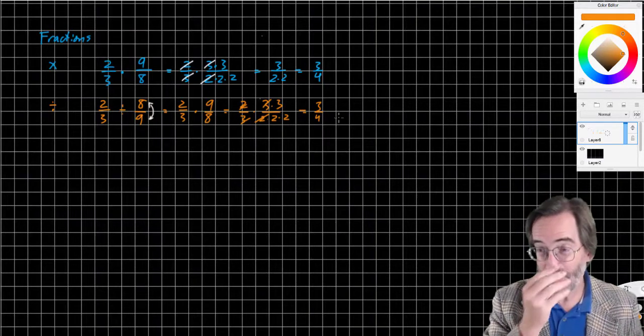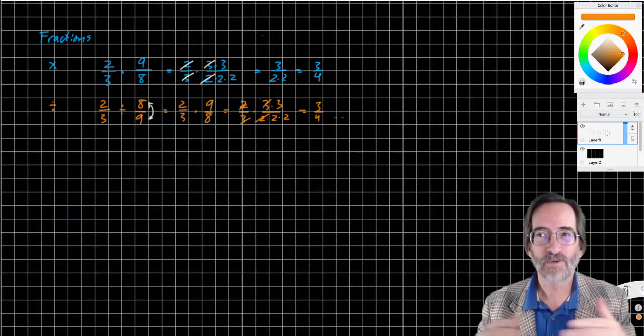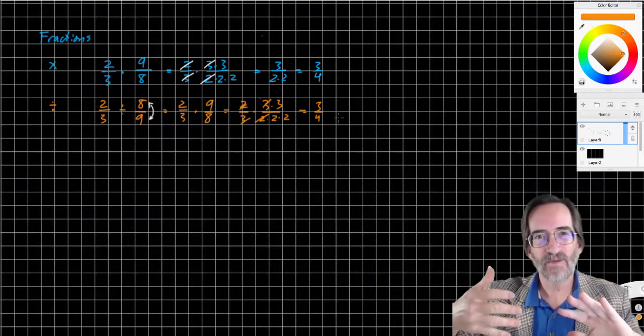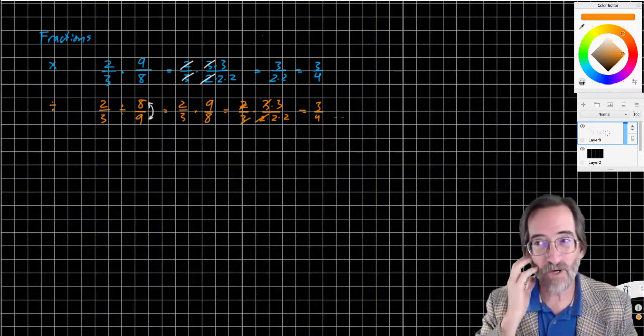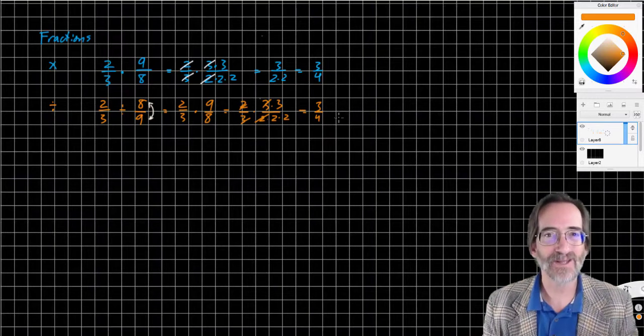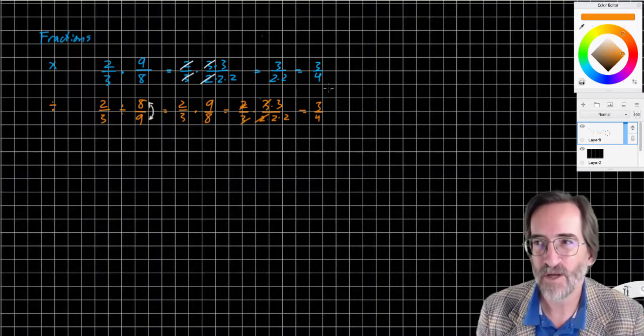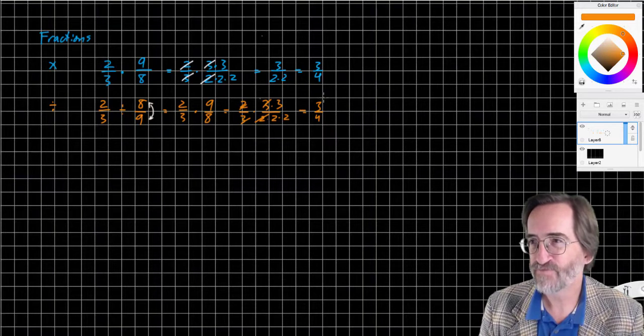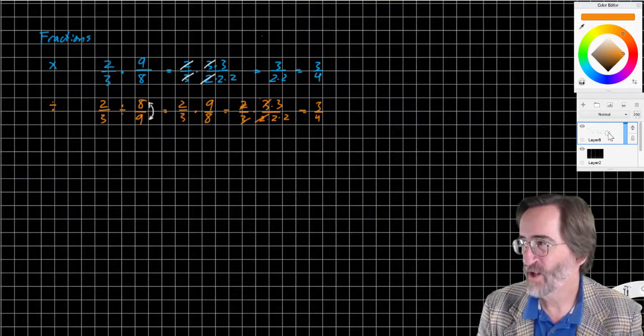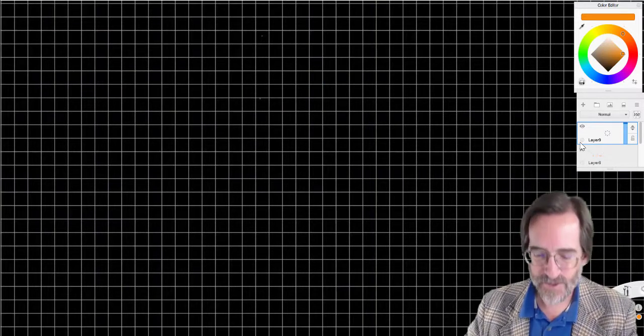All right, so multiplying straight across, dividing, keep the first, flip the second, multiply straight across, but this idea of factoring and canceling to reduce, rather than reducing at the end, is where it's at. Let me show you what I mean. Okay, let's take this expression here.